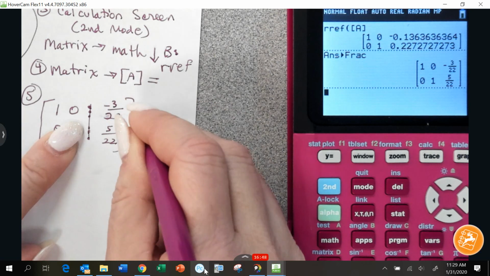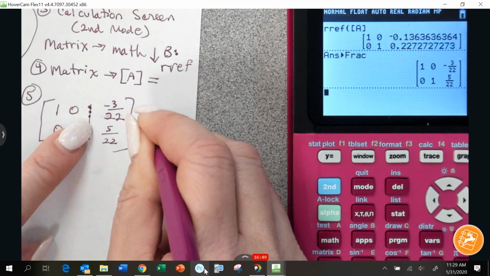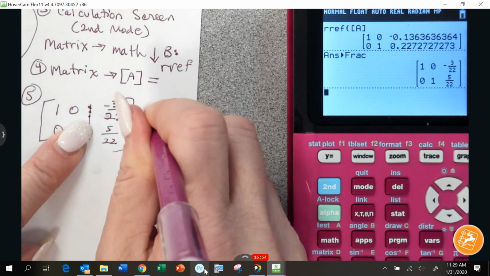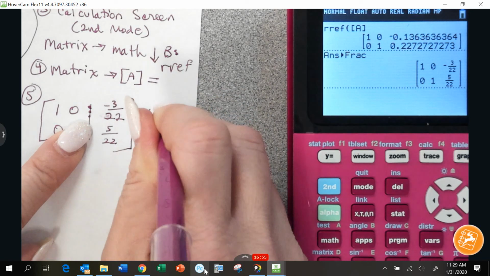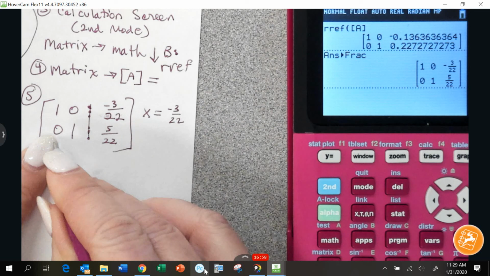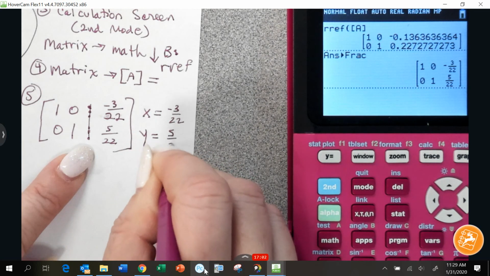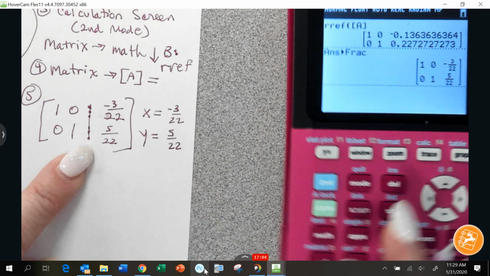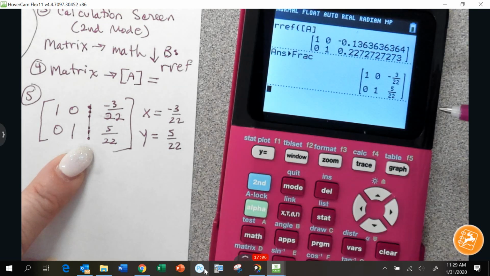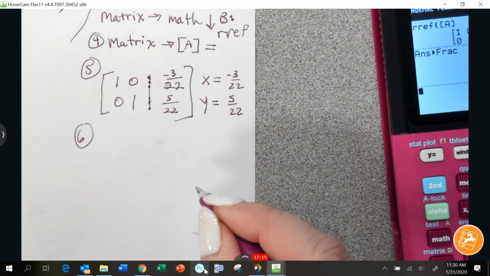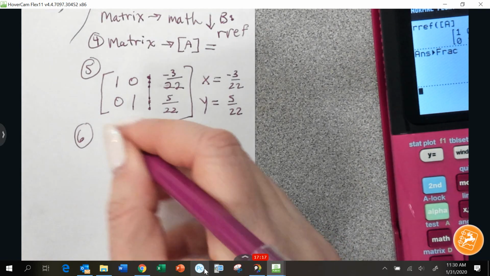X. And we have no Y's. And then this line or dots, which is not even on our calculator, would mean equal sign. Negative 3 over 22. And then this y is 5 over 22. So that's how it's telling you the answers. Well, it tells you what the answer is. But you have to know this is not how we write. How do we write our solution? Ordered pair.